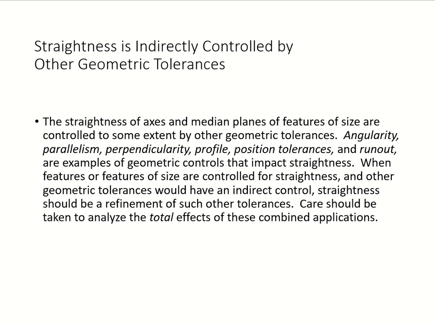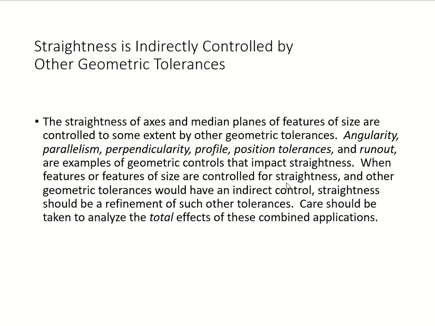All right, sometimes straightness can be controlled, yeah, by different geometric tolerances. You have like angularity, parallelism, and then your perpendicularity, profile, position tolerances, your runout, yeah. So the axis or median planes of any of your features or designs, the straightness, yeah, can be influenced and controlled by these geometric tolerances at the same time. Yeah, that's what it's saying.